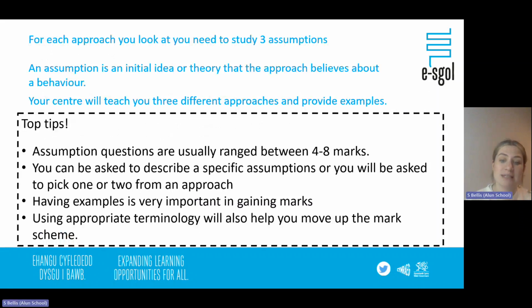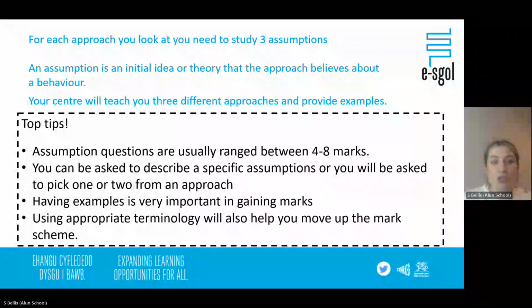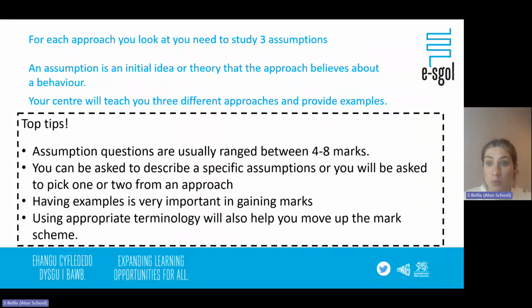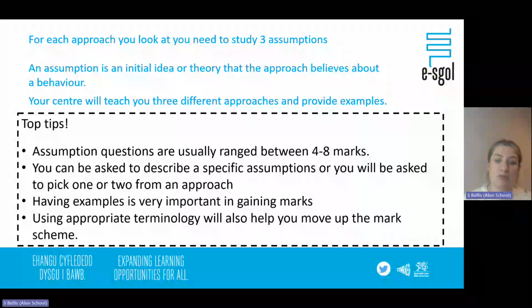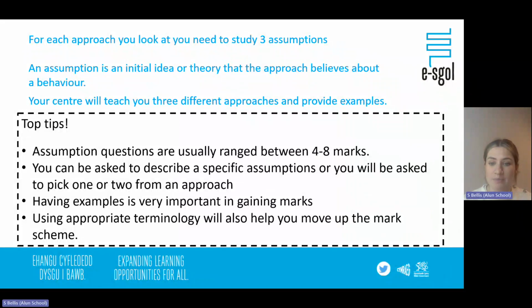Now, just to recap what I said at the beginning, you're going to look at 3 assumptions. You need to make sure you revise them all, because you could be asked about a specific one. They usually range between 4 and 8 marks, which is a lot. Sometimes that can be the decider between a grade. You can be asked to describe specific assumptions, or you will be asked to pick 1 or 2 from an approach. Having examples is very important, and using appropriate terminology also.